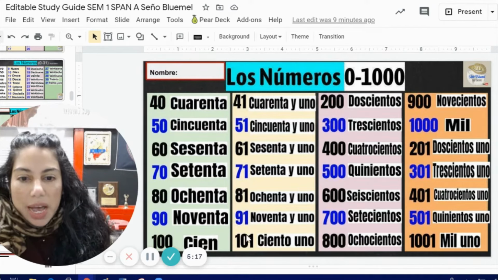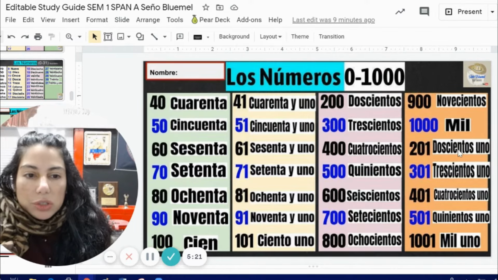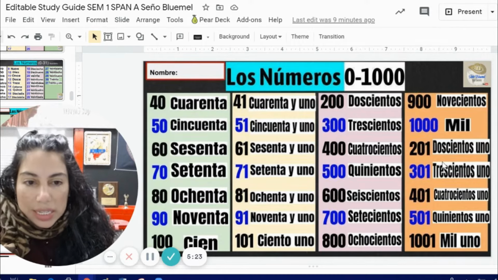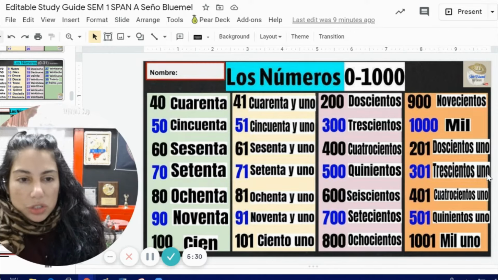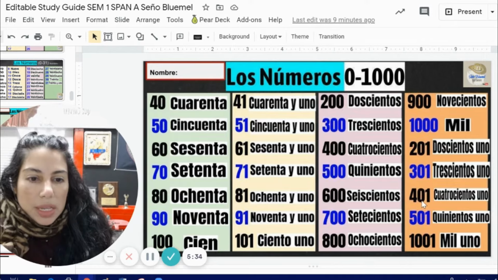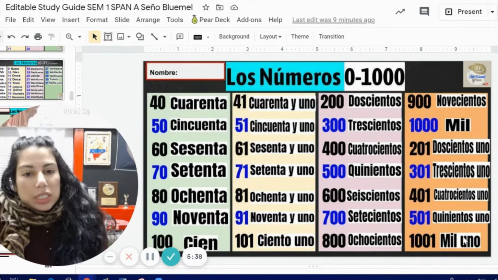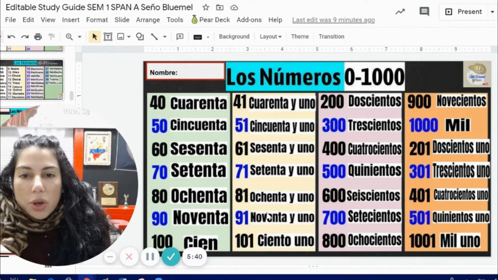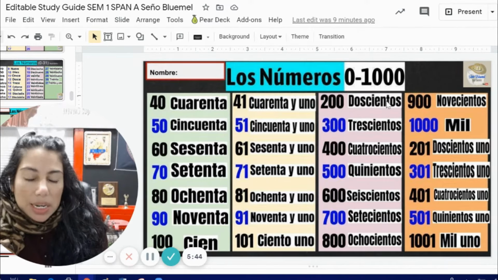So the same as 101, we have 201, 202, 203, 300, 301, 302. So no need to put the Y in between. You just use two words, 200, and then the number. The same with 400, 500, and 600, 700, and so forth. So these are los números del 0 al 1000.